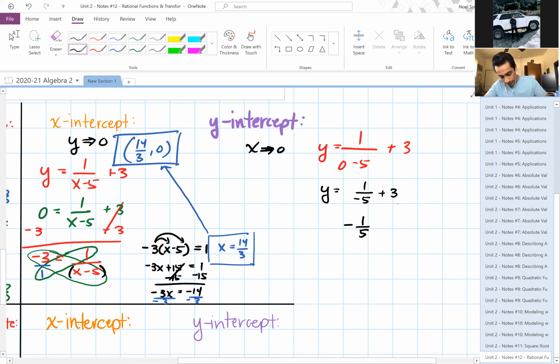So I want to get a common denominator here. I know that the denominator I want is a 5. So I'm going to multiply top and bottom by 5. That allows me to add 15 over 5. Now that I have common denominators, I can add the numerators. Y will equal positive 14 over 5.